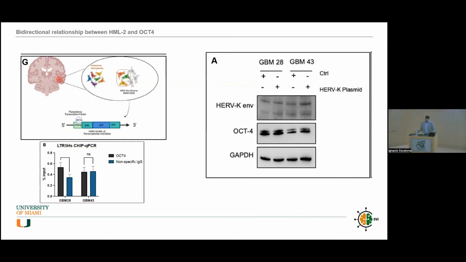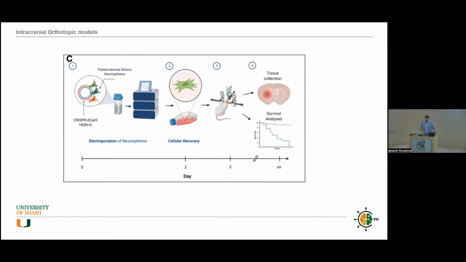We also did ChIP qPCR, which is a way to see whether there are transcription factor binding sites in certain areas, and we found that in the glioblastoma cell lines, there's an OCT4 binding site on the HERV-K LTR. That gives us an idea that there's a bidirectional interaction between HERV-K and OCT4, which contributes to pluripotency in GBM. So that's great. Now we found there's a molecular basis for HERV-K contributing to the cancer stem cell state in GBM.